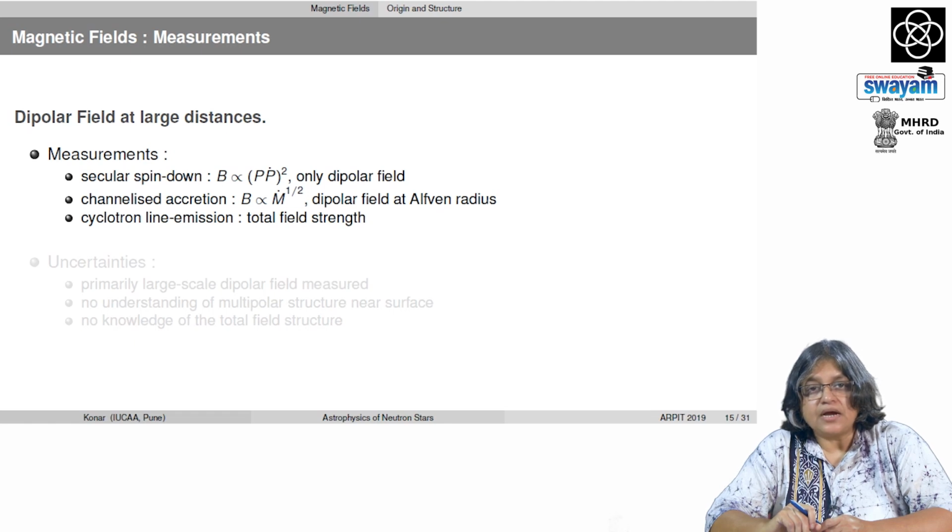Now, in accreting neutron stars, if there is channelized accretion and if we can measure the rate of accretion, that is M dot, by some other observation from some other parameters, then we can have an estimate of the magnetic field, the dipolar component of the field at the Alfvén radius. Now, the Alfvén radius is that radius at which the magnetic field pressure equals the ram pressure of the particles incoming and accreting onto the neutron star.